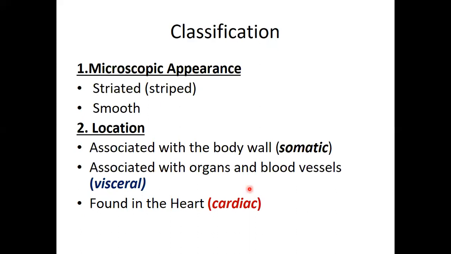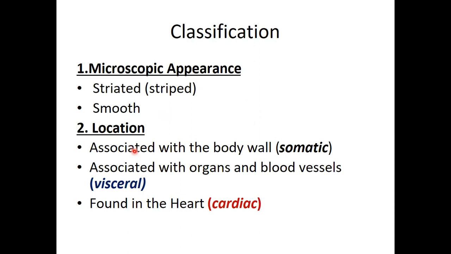Let's look at classification. How do we classify muscles? Muscles can be classified based on their appearance under a microscope. We call this microscopic appearance. So when you're classifying muscles under microscopic or histological features, we have two types. We have striated muscles. Under striated muscle, we have skeletal muscle and cardiac muscle.